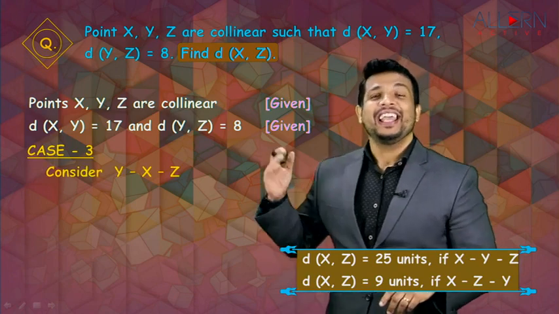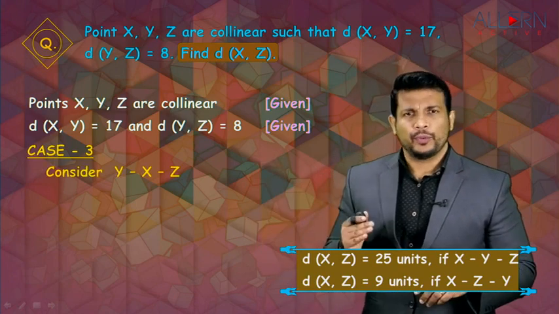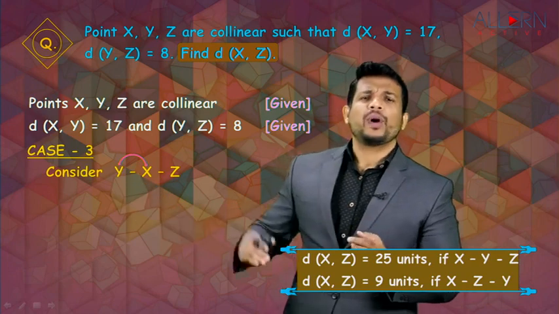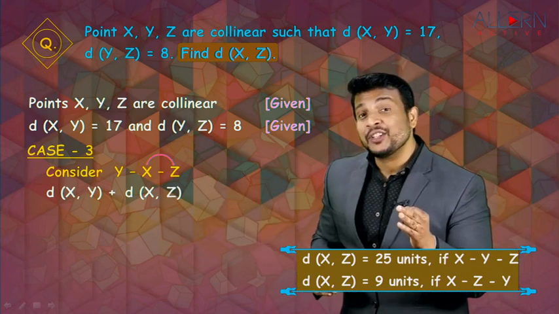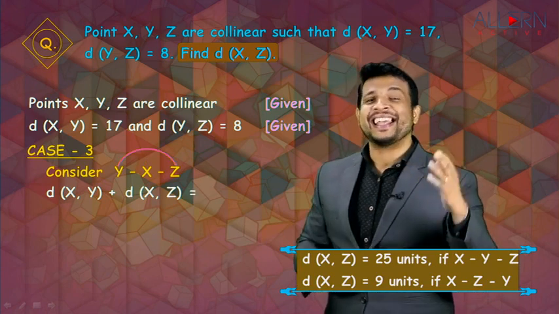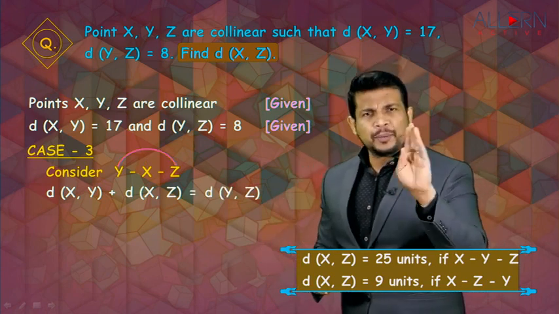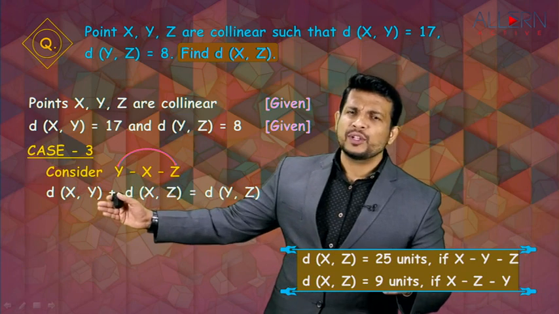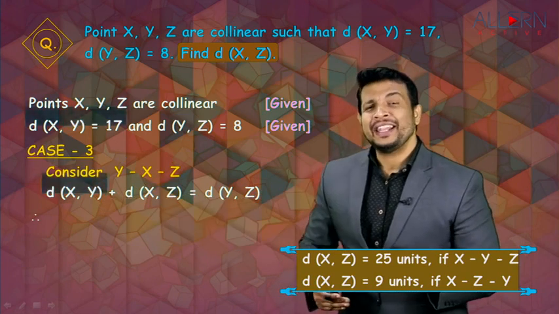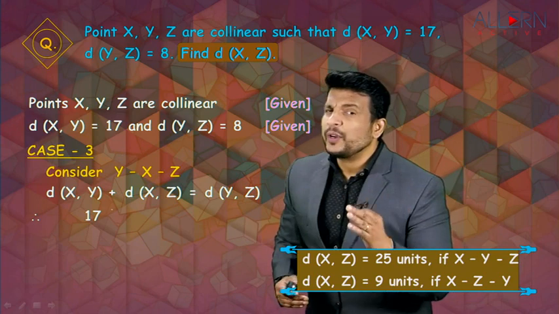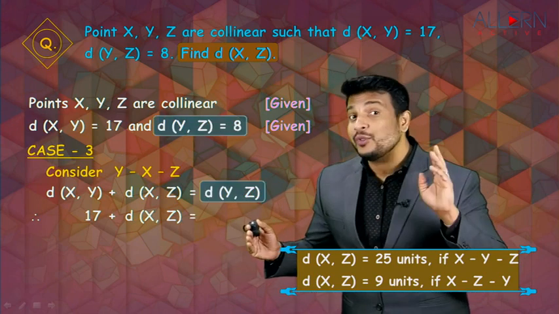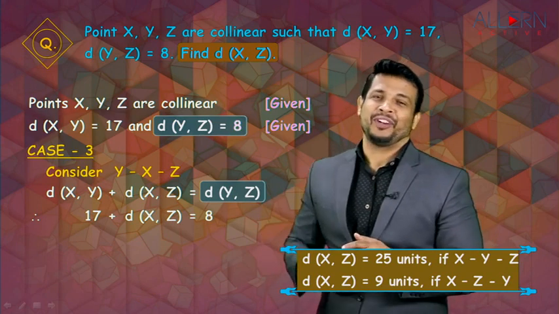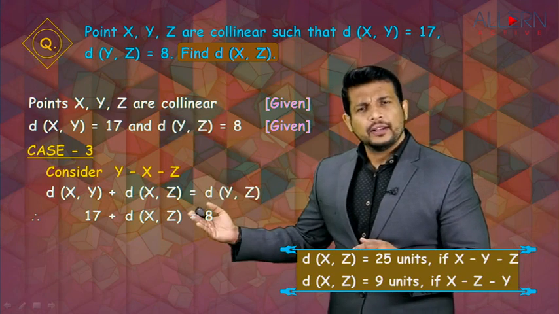That means Y, X, Z. Beautiful. Let's do that. So we have distance between Y and X plus distance between X and Z. Yes, that is equal to distance between Y and Z. We write that. Now substitute the value. What's the value of distance between X and Y? We know it is 17. We write 17 there. Distance between X and Z, we don't know. Keep it as it is. Distance between Y and Z, how much is that? It's 8. Beautiful. Now can we solve, right?